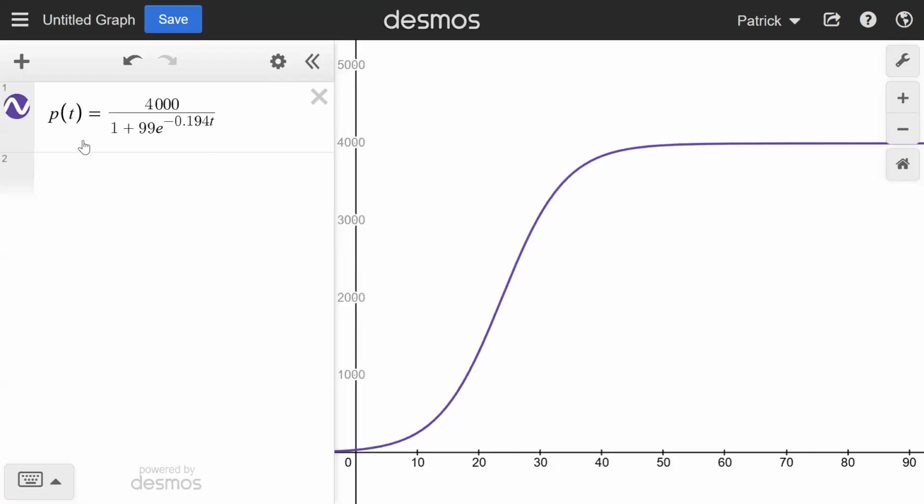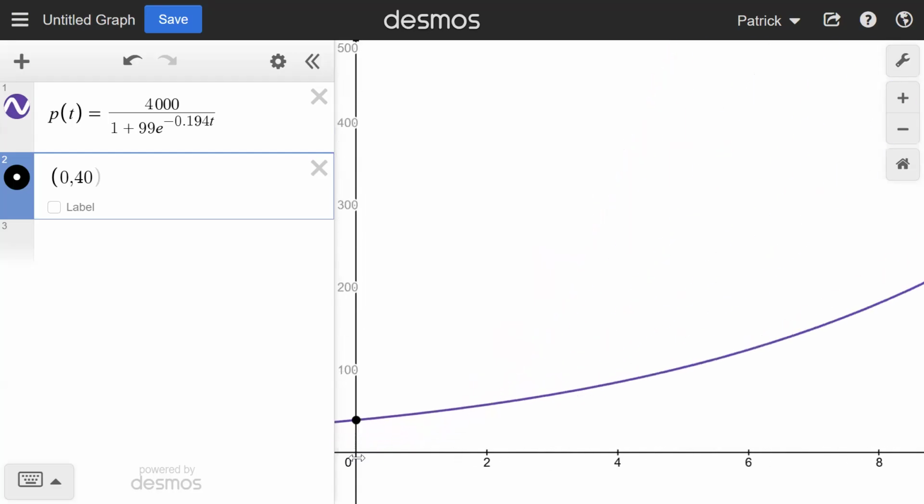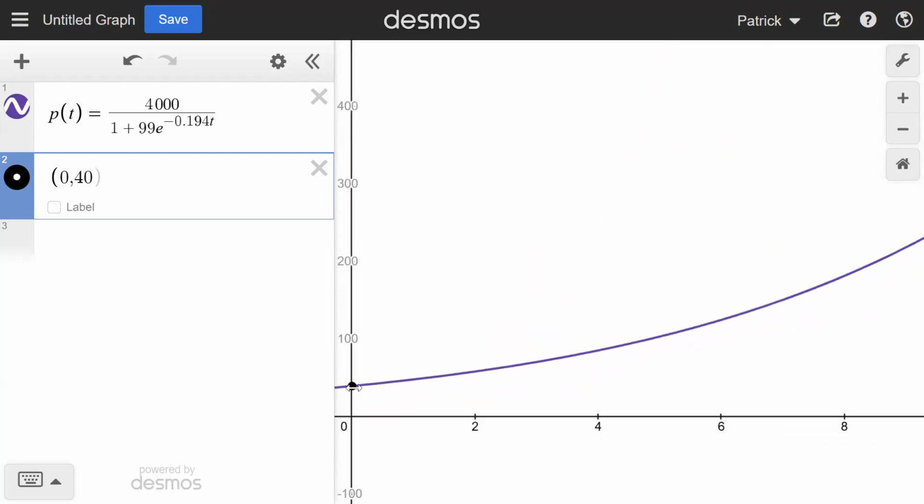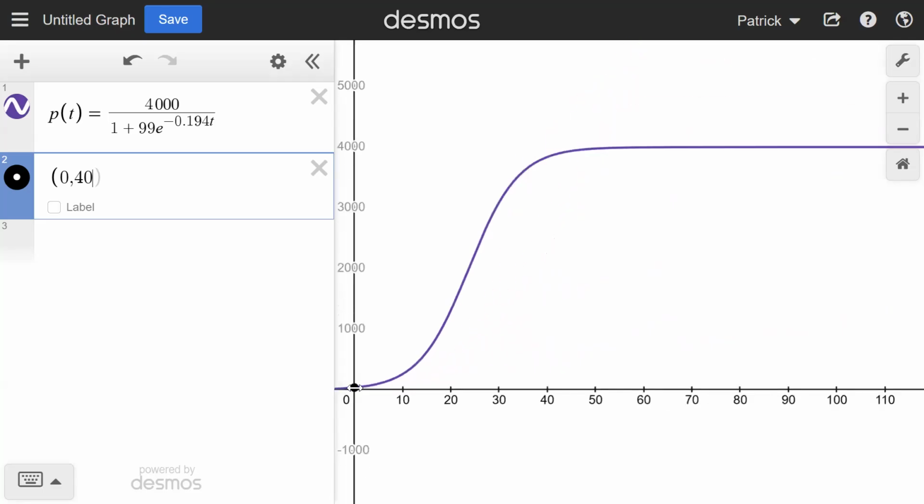Here's the model. So you have P of t is 4,000 over 1 plus 99 e to the negative 0.194t. I had to adjust the viewing window so that it would go at least above the carrying capacity. Since the carrying capacity is 4,000, I went up to 500. And then I just went out to 80 or 90 on the t-axis. So that's our solution that goes through the point (0, 40). If we zoom in there, you can see that it does pass through that point (0, 40). Okay, zooming back out a little bit.